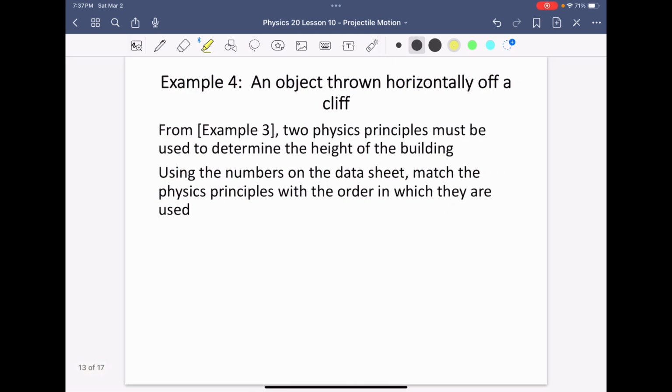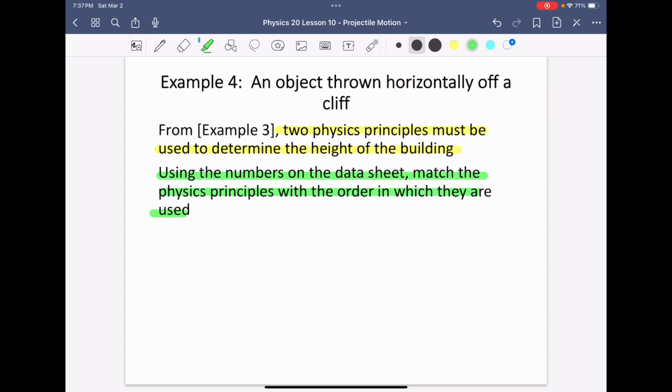Now we go on to example 4, where the object is thrown off horizontally, but it's not really an example, more of a summary towards our last problem. If we look back to our last problem, from example 3, we wanted to reflect on the 2 physics principles that must be used to determine the height of the building. Then, once we know those 2, we're going to use the numbers on the data sheet that match in order to figure out which they are used and in what order.